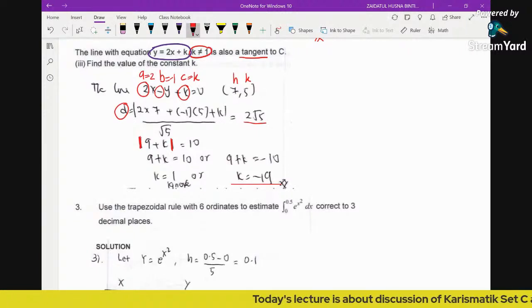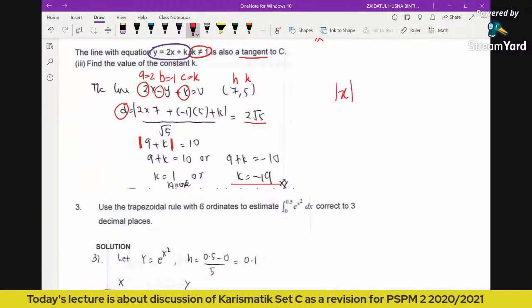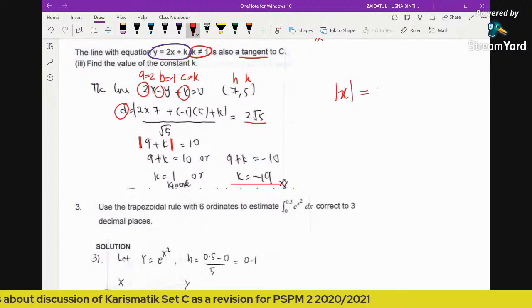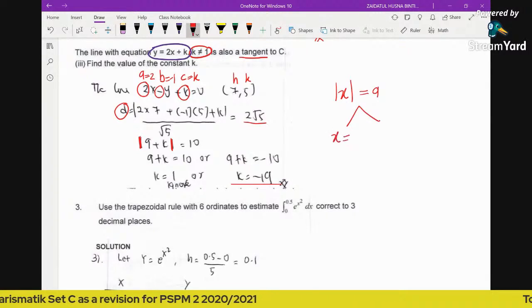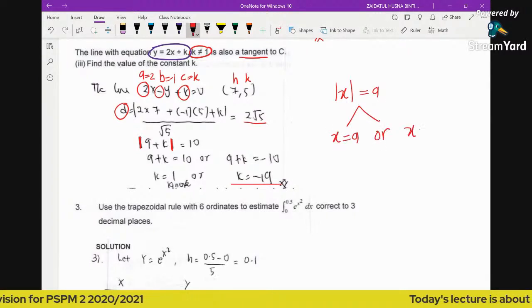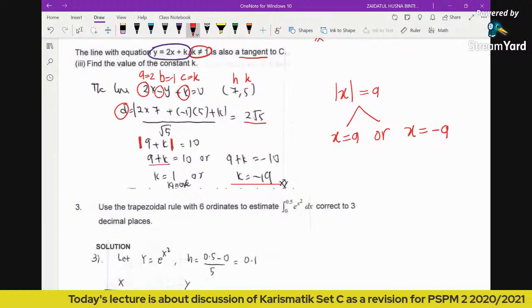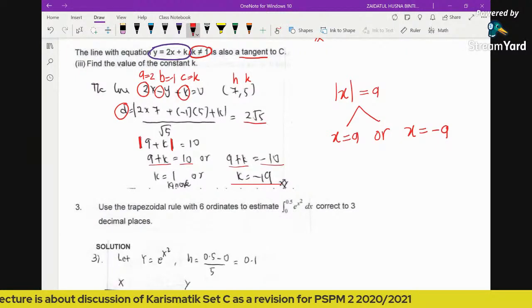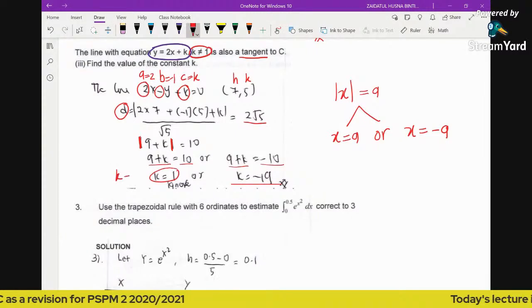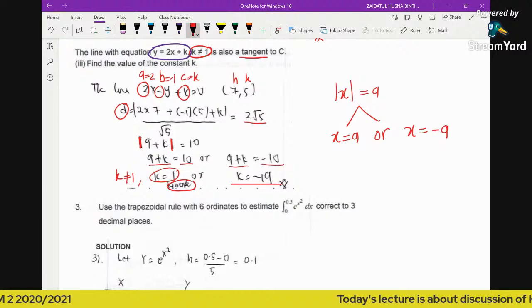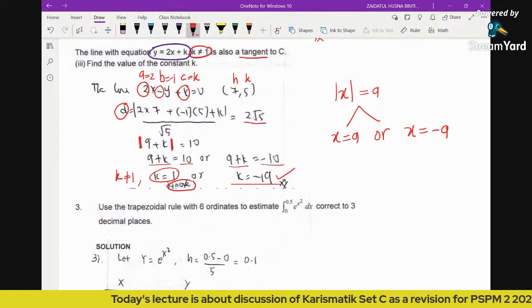In order to find the values of k, we need to use the definition of absolute value, where when we have absolute of x equals a, this is x equals a or x equals negative a. So by using the definition of absolute, we split the equation into 2: 9 plus k equals 10 or 9 plus k equals negative 10, and here we have two values of k. But since it's stated in the question that k is not equal to 1, we ignore this one and we just accept this value. So k is negative 90.